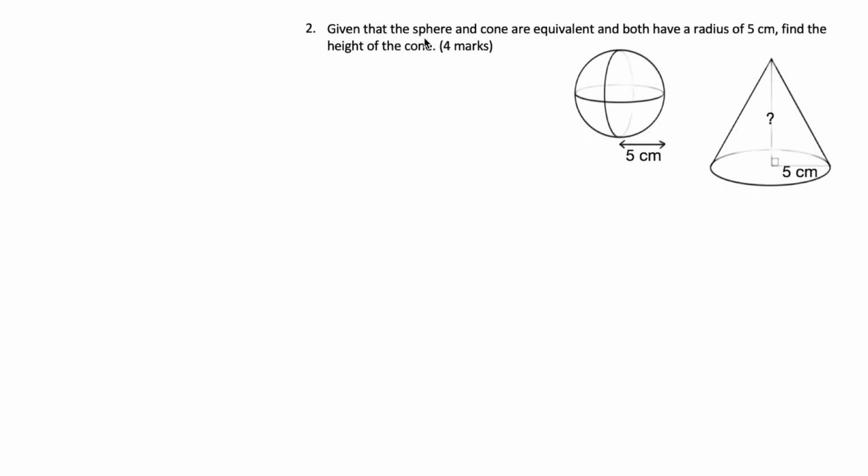Question number 2: given that the sphere and the cone are equivalent, that means they both have the same volume because they're solids. Both have a radius of 5 centimeters. Find the height of the cone. They both have the same volume.